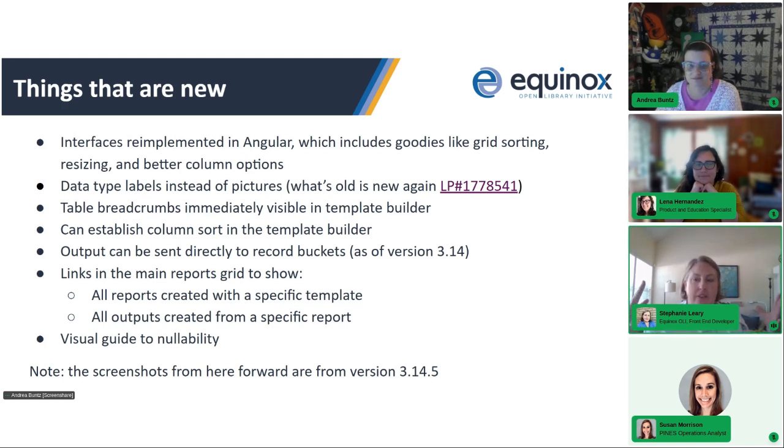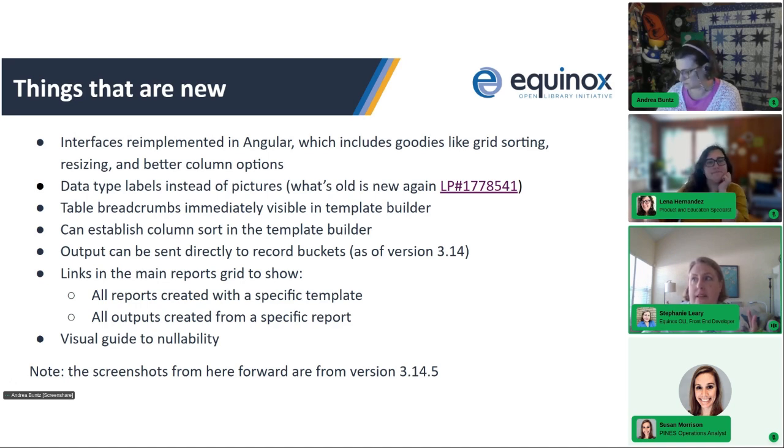And now we have a slightly better administration screen for the list of reports. You can view everything that has been created from a specific template. You can find all of the outputs that were created from a report. So you can kind of travel backwards and figure out where things came from a little bit more easily than you could before. And this part I am excited about.